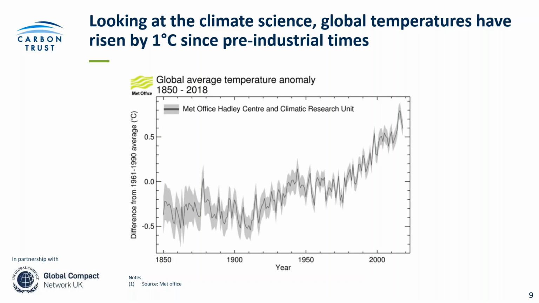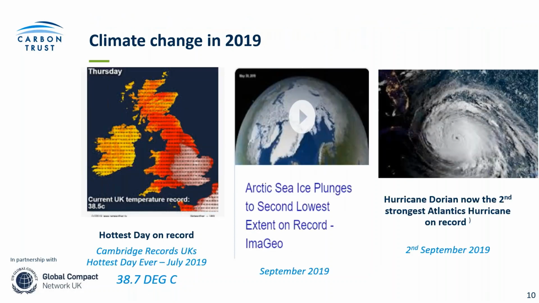Next slide, please. So just a few thoughts in terms of climate change across the last 12 months even. Seems a long time ago, but back last summer we actually had the hottest day on record in the UK. I think at the time it wasn't widely publicised because it took quite a few days to verify the record, but that was actually last July. We also last year had Arctic sea ice reduced to the second lowest extent on record. We had the second strongest Atlantic hurricane on record, and those records continue to be broken month on month.